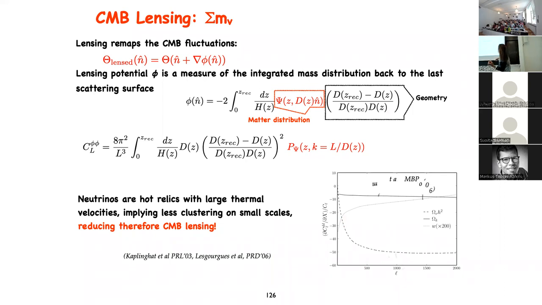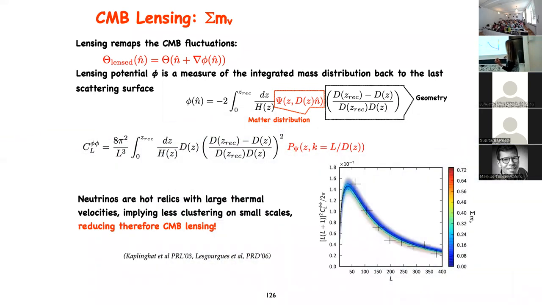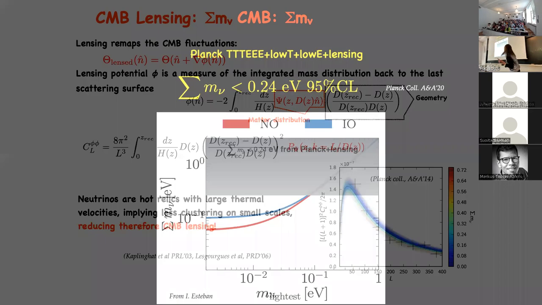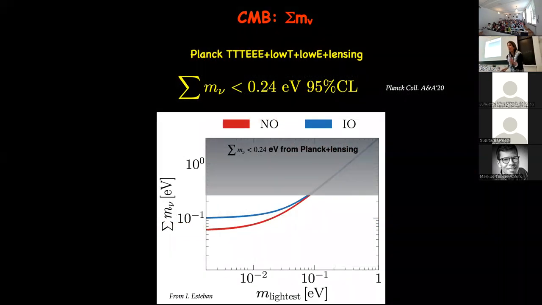So let me show you this. Here, you can see a plot from the Planck collaboration in 2013. The dark reddish colors are higher neutrino masses, and as the neutrino masses increase, the lensing power spectrum is reduced, okay? This is how Planck measures the neutrino mass via lensing measurements. So Planck is able to set a limit on the neutrino mass, combining temperature, polarization, and lensing measurements, of 0.24 eV at 95% confidence level.